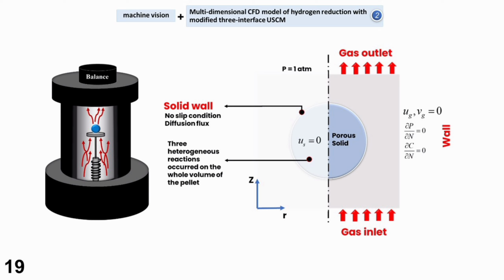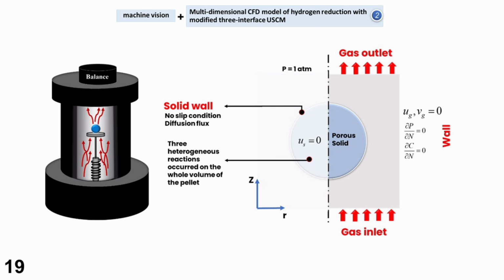In our second model, we use computational fluid dynamics to study the reduction behavior of iron oxide pellets. A thermogravimetric analyzer device is used, which unfortunately is not available in Iran. This device measures the metallization degree based on weight changes during the reaction.